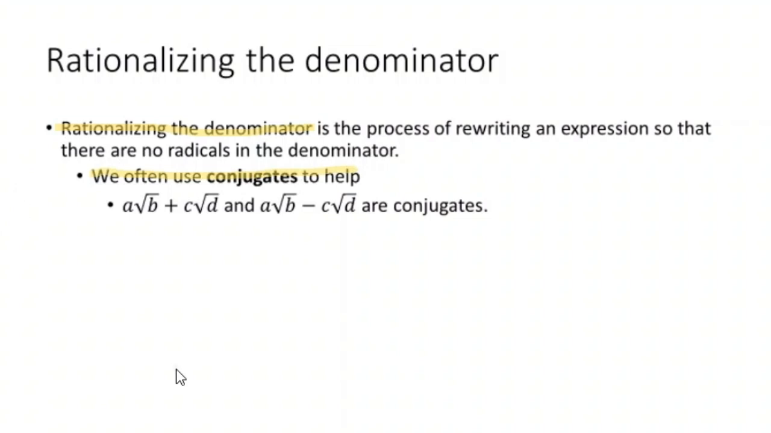Conjugates are expressions where the terms are the same, but the sign in the middle is opposite. So for example, if we have the expression a root b plus c root d, its conjugate is a root b minus c root d. Notice how both expressions involve a root b and c root d. The difference between them is the sign in the middle, one plus, one minus.